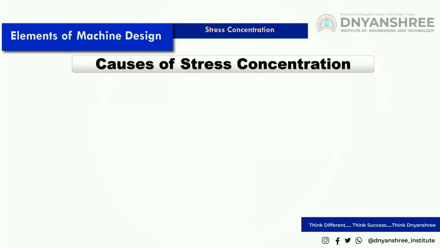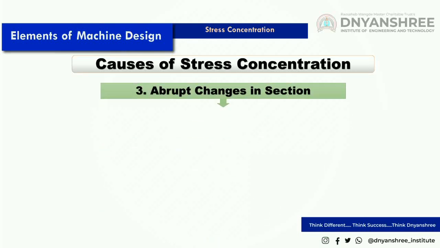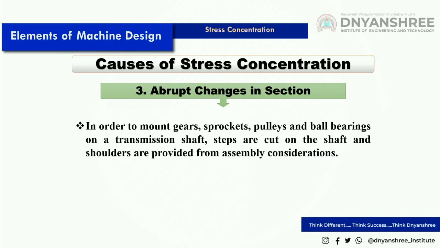Now the third cause of stress concentration is abrupt changes in section. So due to abrupt changes in section, stress concentration is there. In order to mount gears, sprockets, pulleys and ball bearings on a transmission shaft, steps are cut on the shaft and shoulders are provided from assembly considerations.